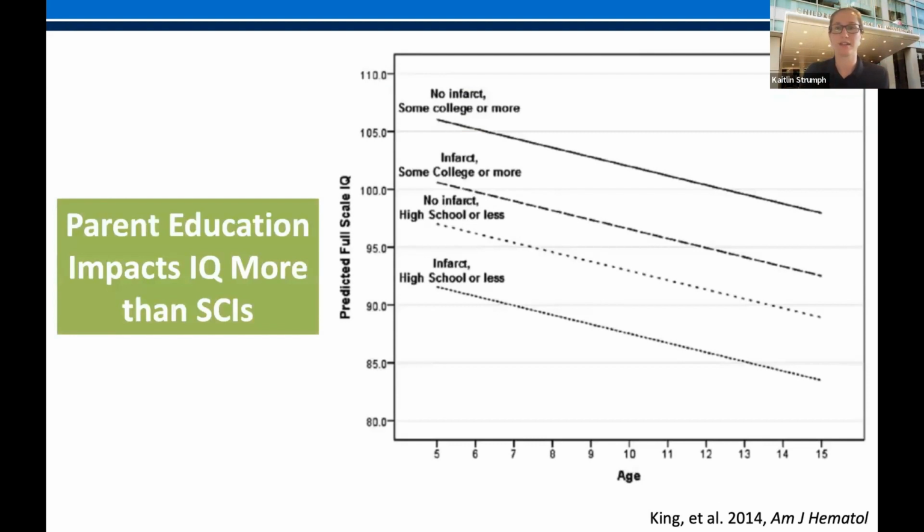Here is a study that makes you think about how it's not just sickle cell related factors, but also other factors such as sociodemographic and environmental factors. This is looking at parental education in addition to whether or not the patient had a silent infarct. What's interesting is that patients with a silent infarct do have a lower IQ compared to patients who do not, which we already know. However, parent education actually impacts IQ more than silent cerebral infarcts. Up top are parents that had some college or more, compared to the bottom 2 lines, which are parents who had only graduated high school or less.